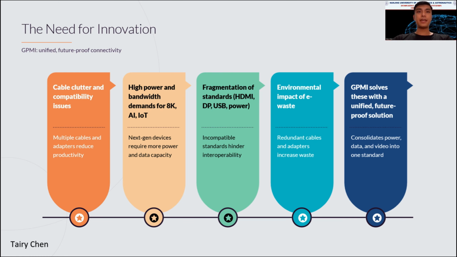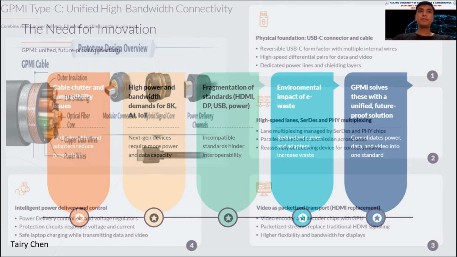So the question became, how do we solve this? Our answer is the GPMI cable innovation. GPMI is designed as a unified, future-proof solution. Its core mission is to consolidate power, data, and video transmission into a single, robust standard. It aims to eliminate the clutter, simplify connectivity, and reduce e-waste, meeting the high-performance demands of tomorrow's technology.